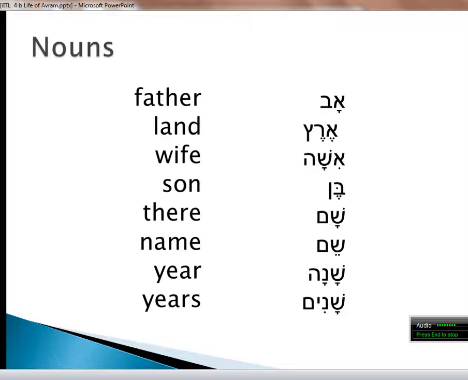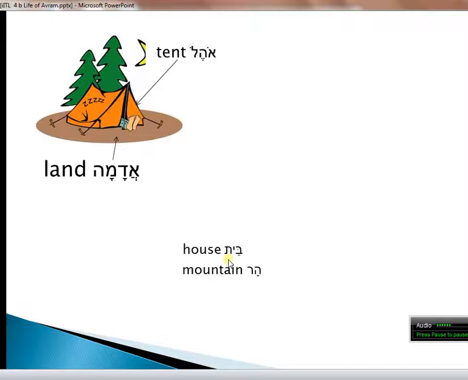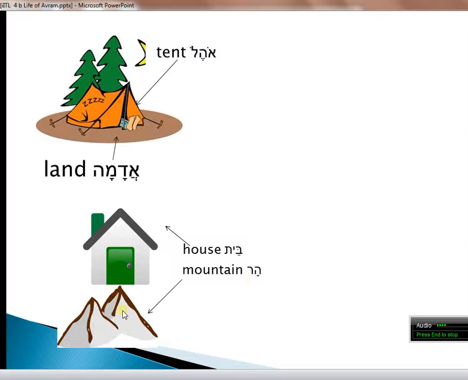So here are the nouns that we've already learned. Av, father, Eretz, land, Isha, wife, Ben, son, Sham, there, Shem, name, Shana, year, Shanim, years. There are a few words that we are now learning. Ohel is a tent. Adamah means land. Bayis is the house. Har is a mountain. Here we have a bayis on a har.